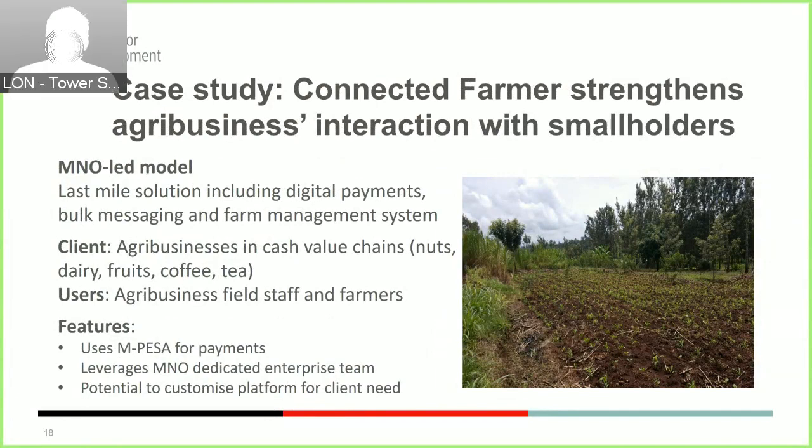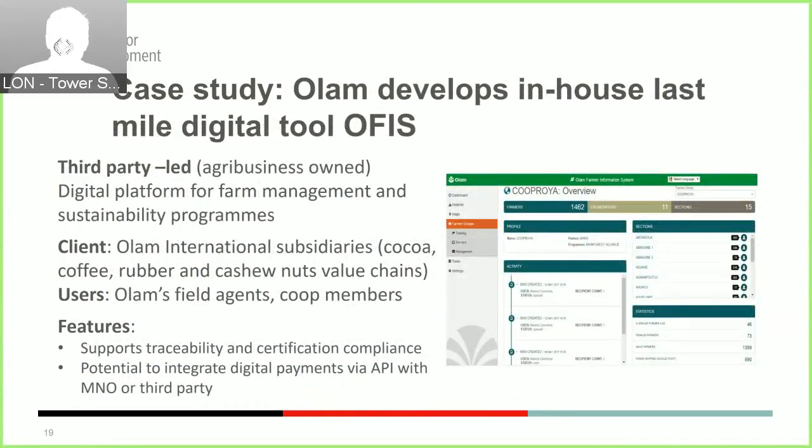Looking ahead, we're now moving into another model, which is presented by Olam. So we call it a third-party led solution, even though it's an agribusiness-owned solution. So what is Olam?